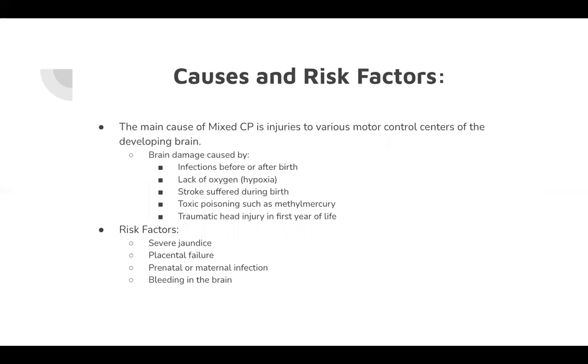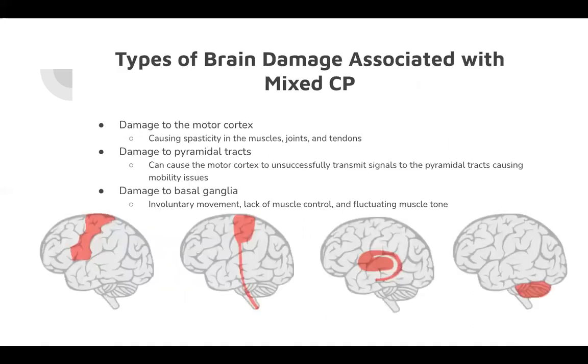Some causes and risk factors. The main cause of mixed CP is injuries to various motor control centers of the developing brain. Brain damage can be caused by infection before or after birth, lack of oxygen, stroke suffered during birth, toxic poisoning such as methylmercury, or traumatic head injury in the first year of life. Risk factors: severe jaundice, placenta failure, perinatal or maternal infection, and bleeding in the brain.